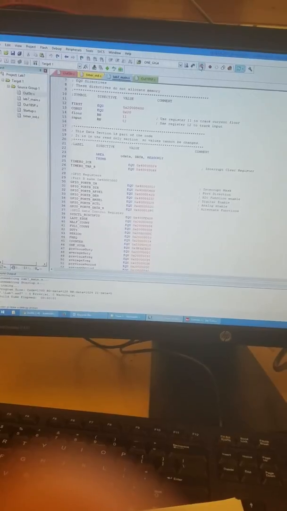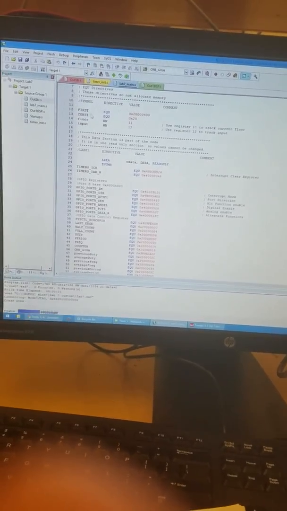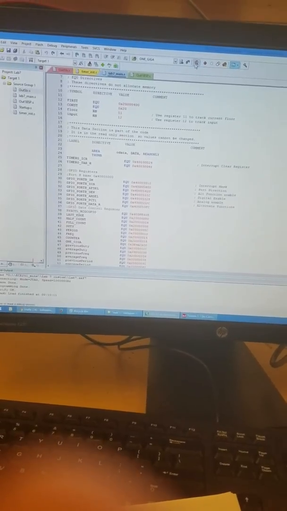Alright, so I'm going to save, compile, and thank you, by the way, for helping us so much with this. This was a real ringer of the lab, and I'm not sure what we would have been able to do without your assistance.